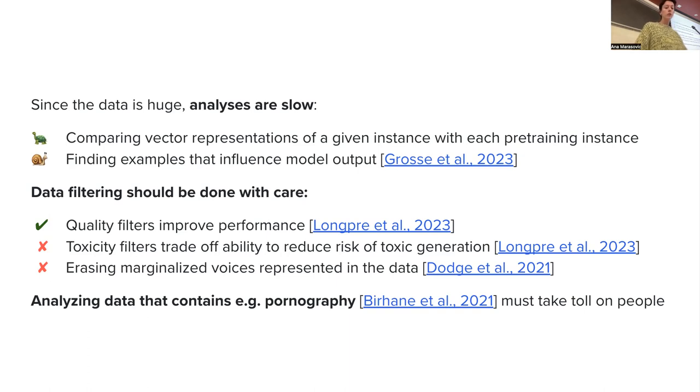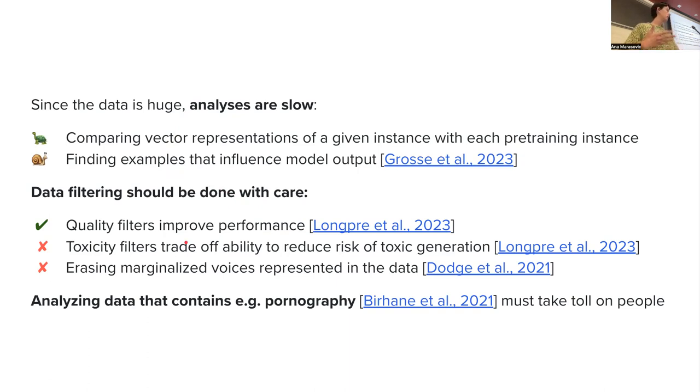Data filtering should be done with care. So if you deploy some quality filters, they can improve performance, which is good. That means that right now there is this currency that's very informal in the pre-training world, which says you need 1 trillion tokens to pre-train your model. But if you can produce higher quality data, maybe that 1 trillion isn't really necessary, given the evidence we have from this paper. There are also toxicity filters.